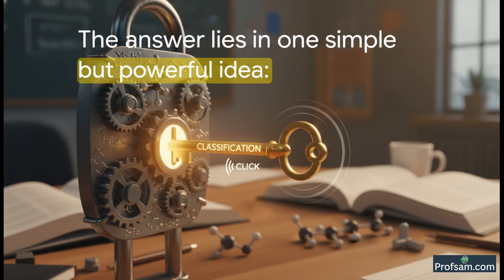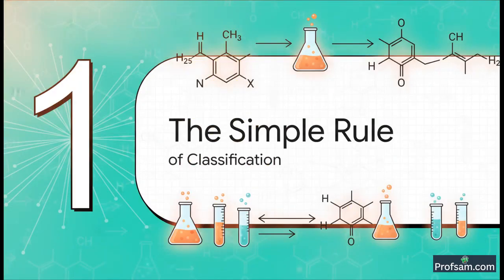Well, the answer to that little puzzle and actually many other questions in this chapter all comes down to one simple but very powerful idea: classification. If you understand this properly, you can predict exactly how a molecule is going to behave. So what is this simple rule? Let's break it down. Getting this right is the absolute key to predicting reaction pathways, which is so important for your exams, and also for understanding how we can build different molecules in a laboratory.